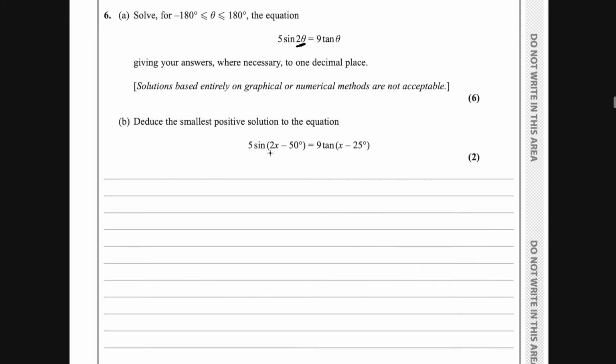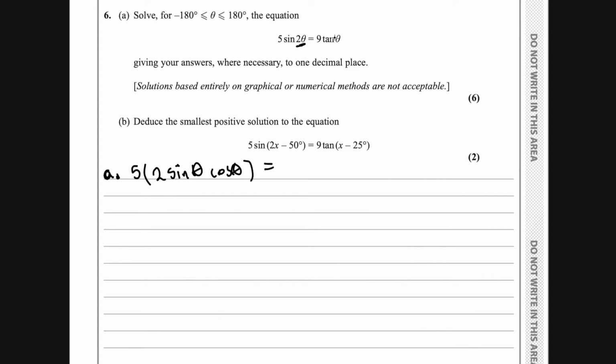So really what we want to be thinking of is the double angle formulae that we're given. They are in your formula book, although we really do recommend you to memorize them, because you'll need to use them with such high frequency in the exam. So you get 5 times 2 sine theta cos theta, which is the double angle formula for sine 2 theta. And that obviously equals 9 tan theta.